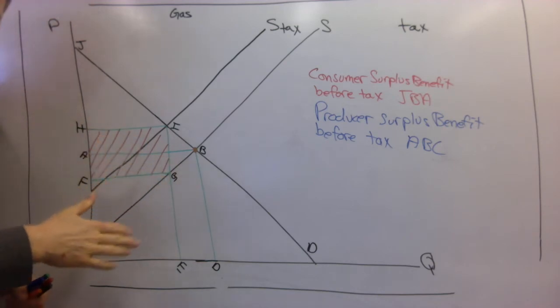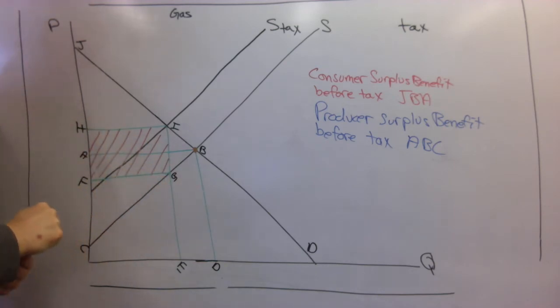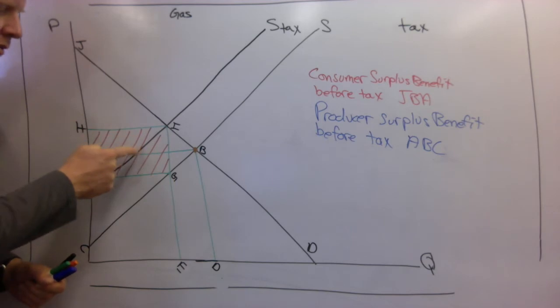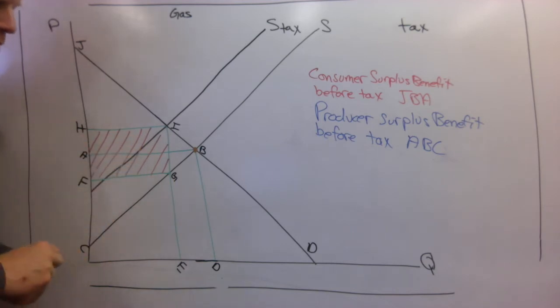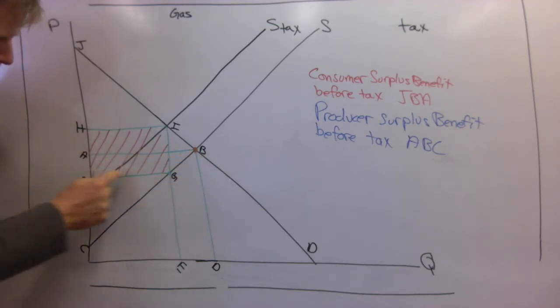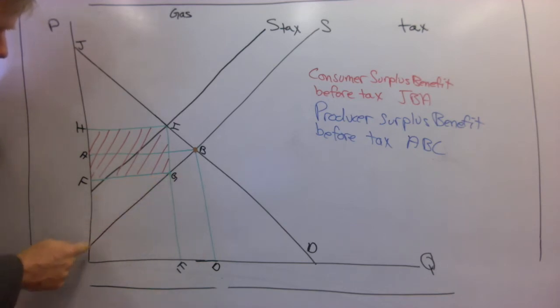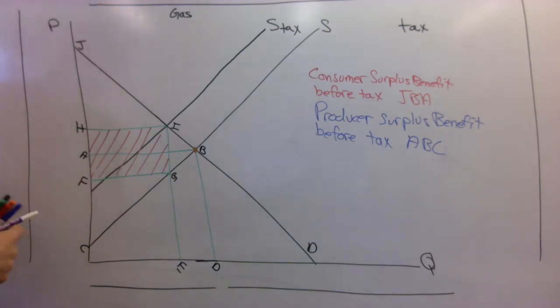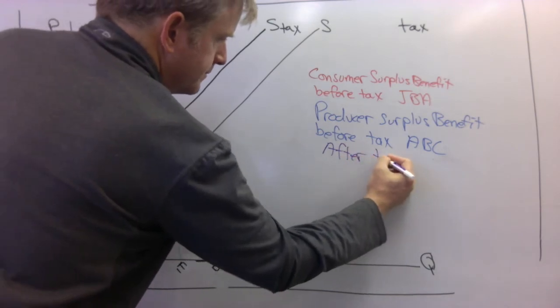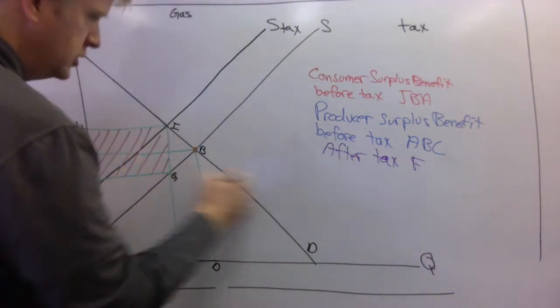Producers don't get that tax revenue. That doesn't go into their pocket. So that's not any revenue to them. That's no benefit to them. That's government revenue. What is producer surplus now in this new scenario? Well, before it was A, B, C. Now it's F, G, C. Producer surplus has fallen to F, G, C. So I'm going to actually say after tax, F, G, C.